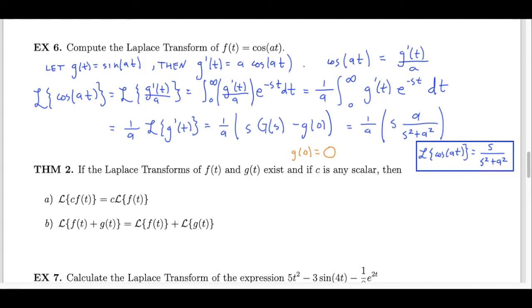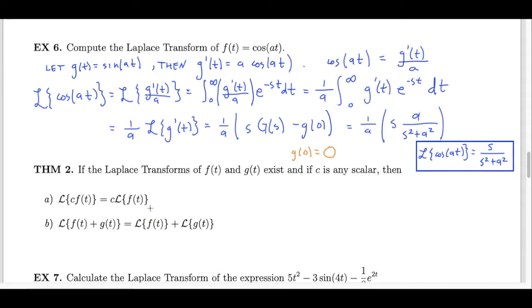Theorem 2, which shows up next here, gives us a couple properties that are true in a pretty intuitive way. In fact, let's take a look. In Theorem 2, it says if we have two functions, f of t and g of t, and we know that their Laplace transforms exist, and in addition, if I've got some scalar c, then first of all, the Laplace transform of a scalar times a function is simply the scalar times the Laplace transform of that function.